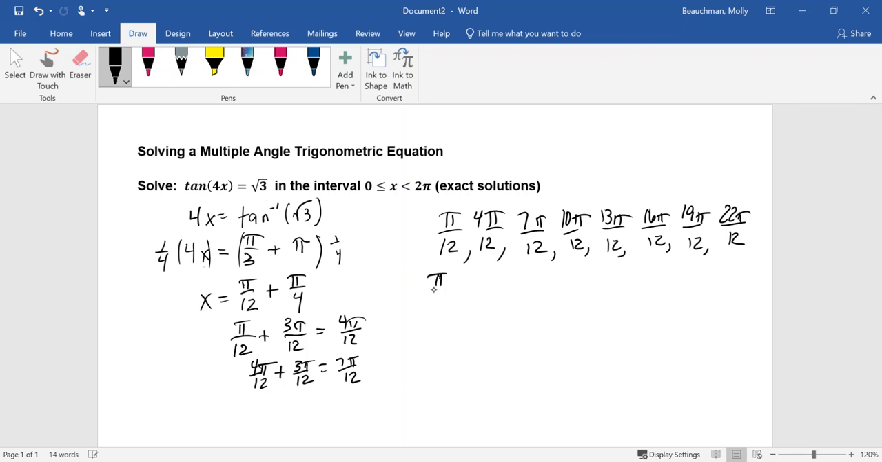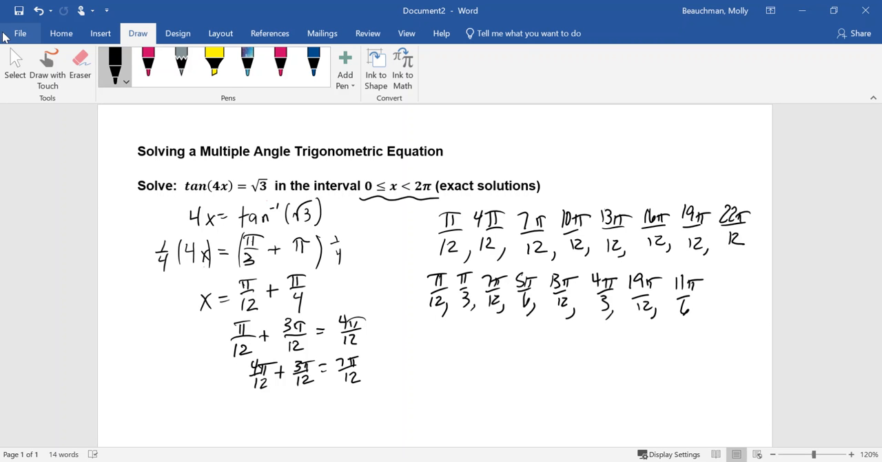Then you can go back and reduce your fractions. So that's pi over 3. 10 pi over 12 reduces to 5 pi over 6. 16 over 12 reduces to, let's see, 4 goes into both, 4 pi over 3. 19 pi over 12. And 22 pi over 12 reduces to 11 pi over 6. So there are 8 solutions to this equation on the interval between 0 and 2 pi.